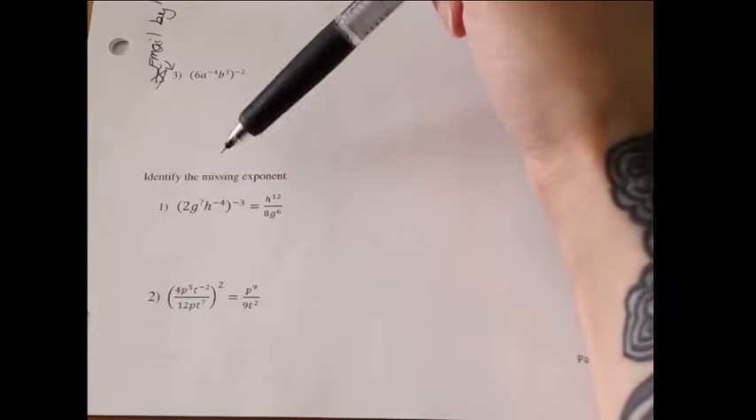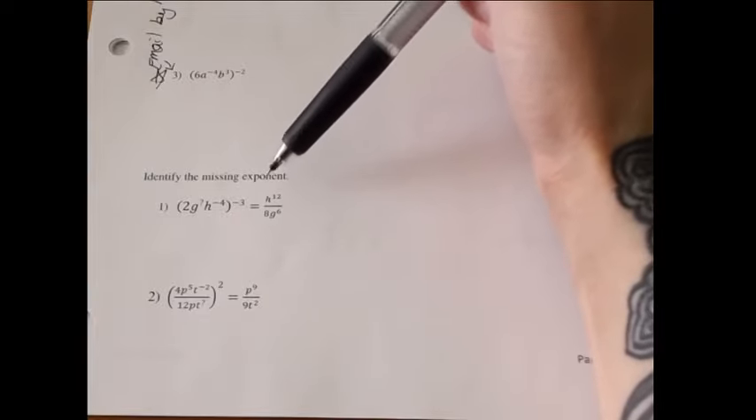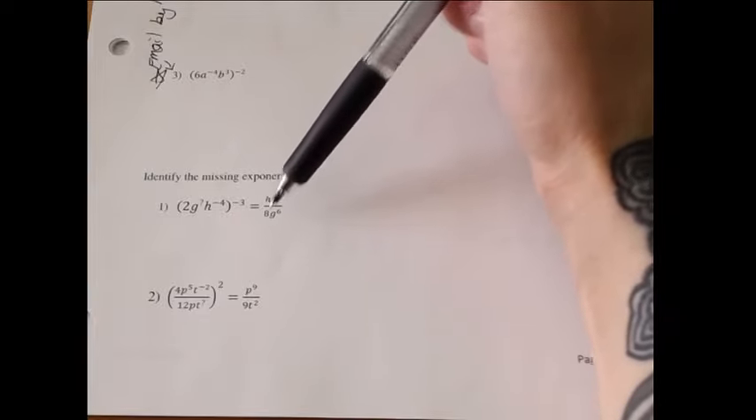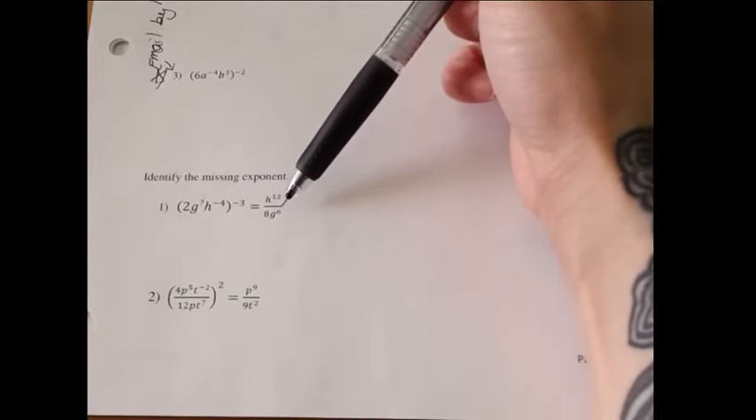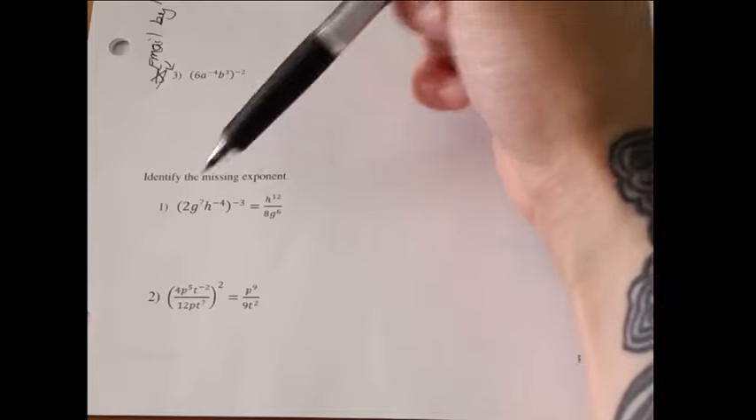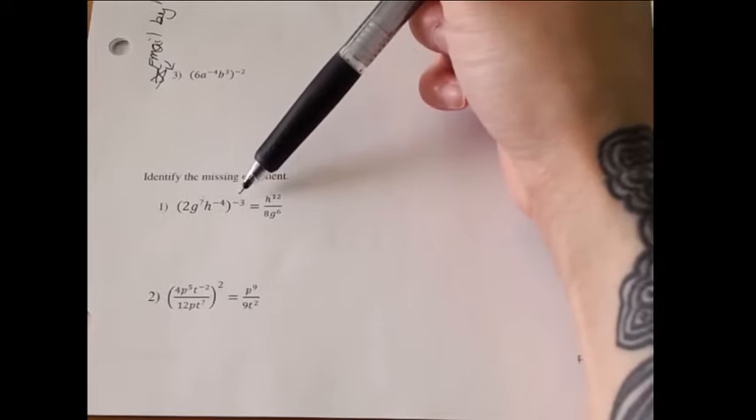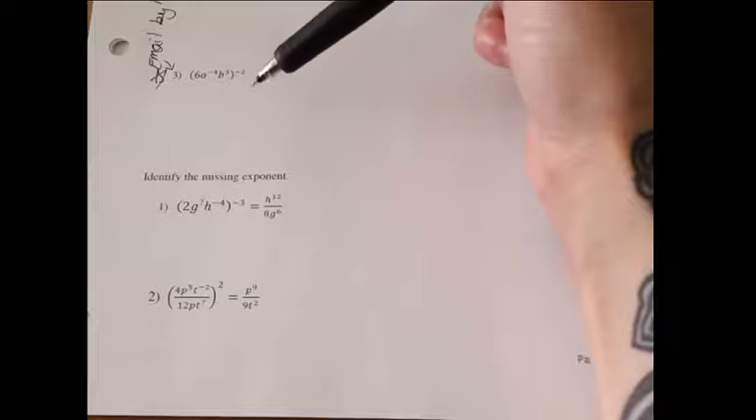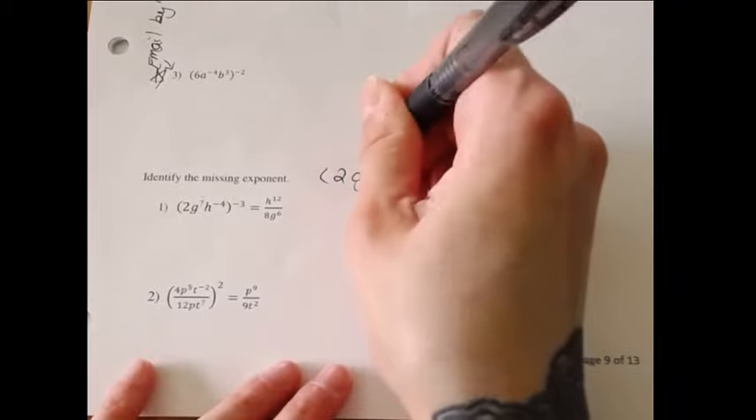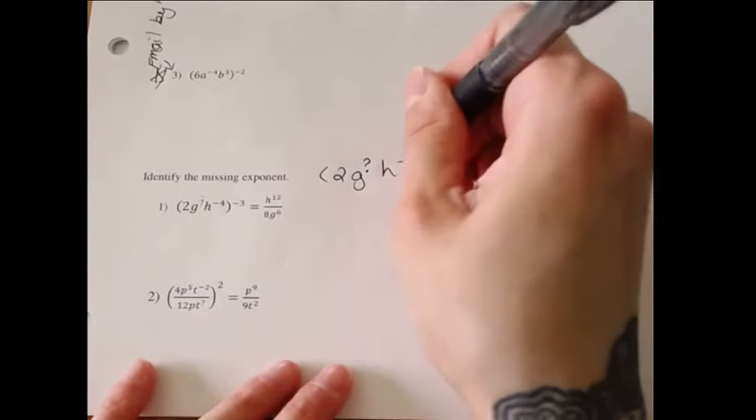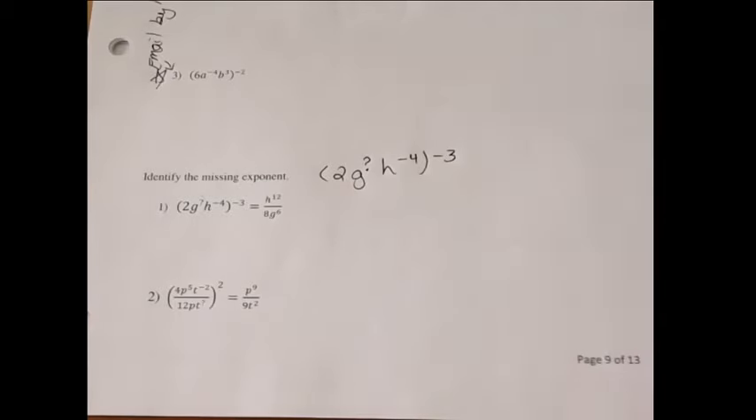What we do know is that our resulting answer is going to be h to the 12th over 8g to the 6th. So we definitely know that somehow, whatever we plug in here, we've got to get a 6 out of this, right? So we have a question mark. We have a negative 3 on the outside. This is interesting. So what I'm going to do is I'm just going to rewrite what we have here. So 2g to the, I don't know, h to the negative fourth, all of this being raised to the negative 3.